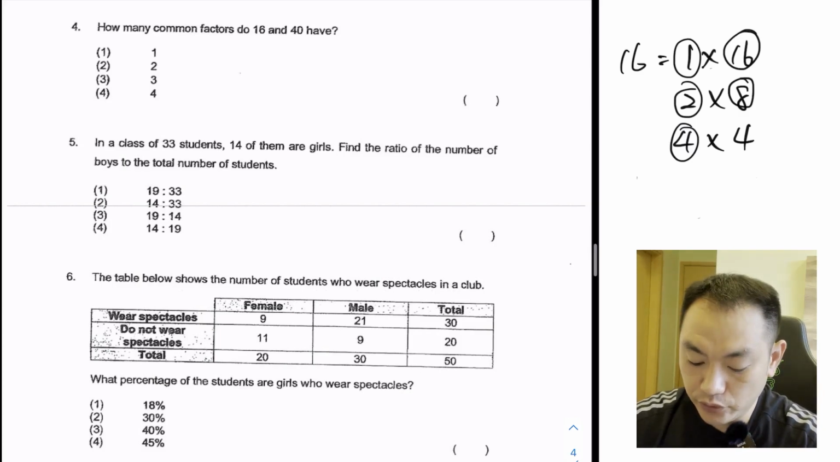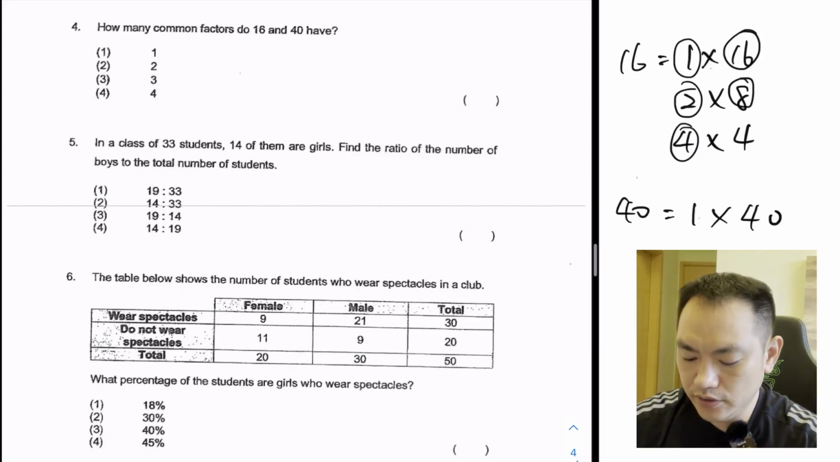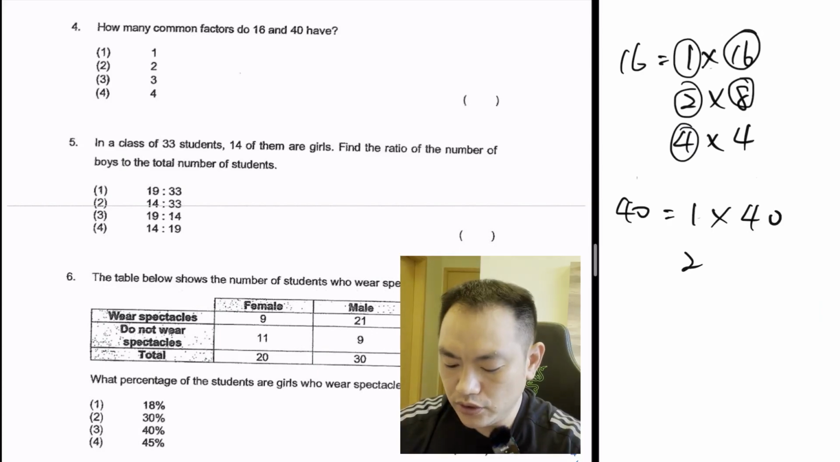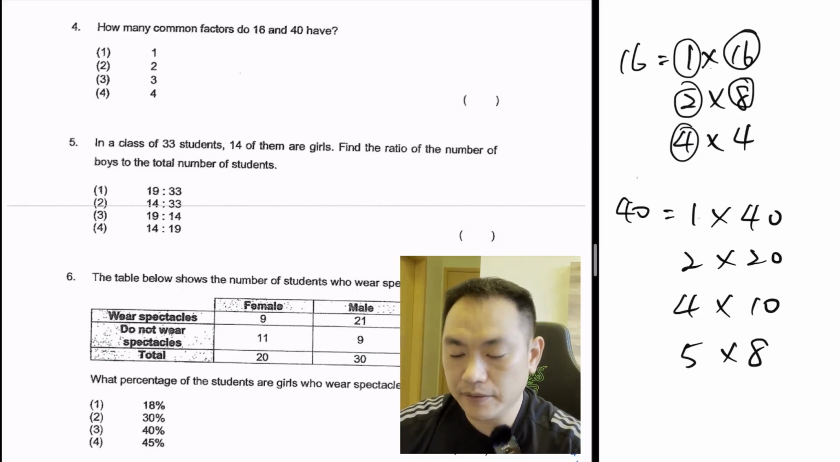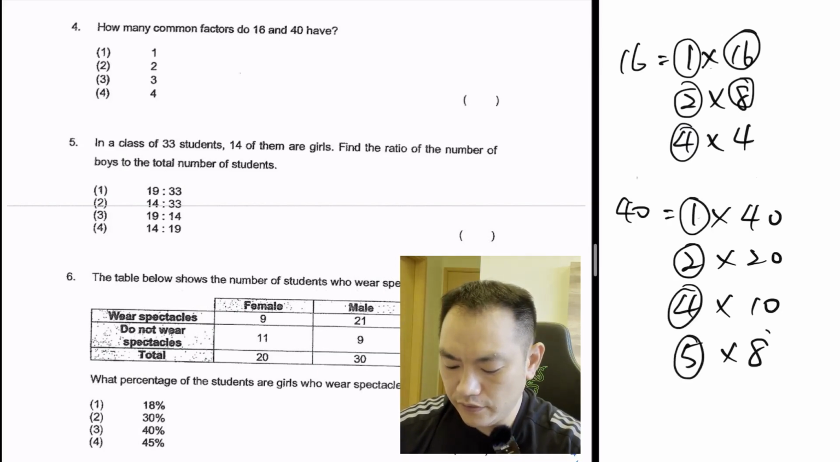Let's do the same thing for 40. 40 can be 1 times 40. It has a factor of 2 times 20. Then there is 4 times 10. Then it can be 5 times 8. Then it is followed by 8 times 5, so it basically circles back. So the factors are 1, 2, 4, 5, 8, 10, 20, and 40.